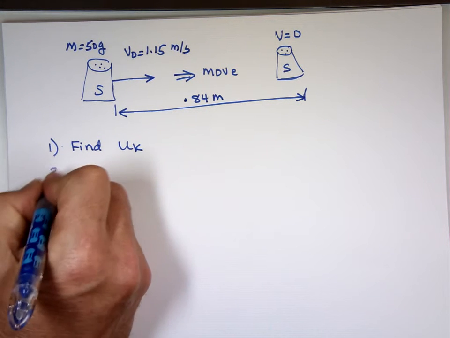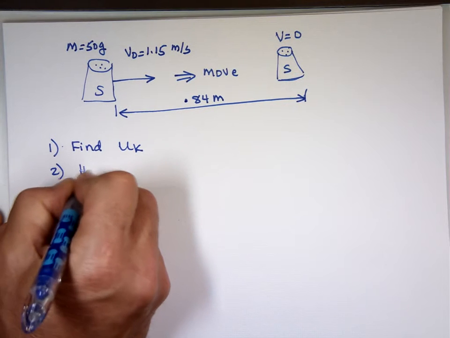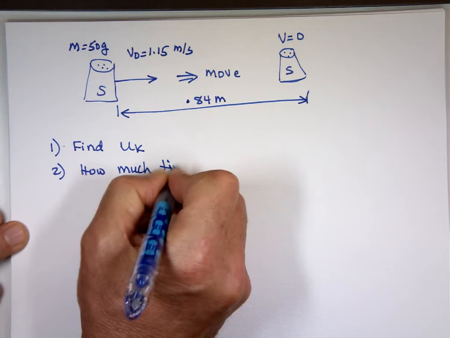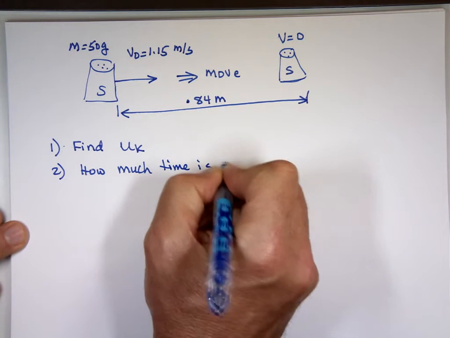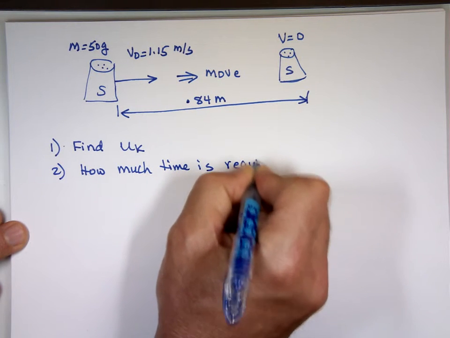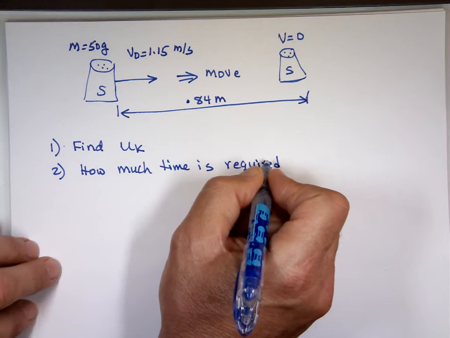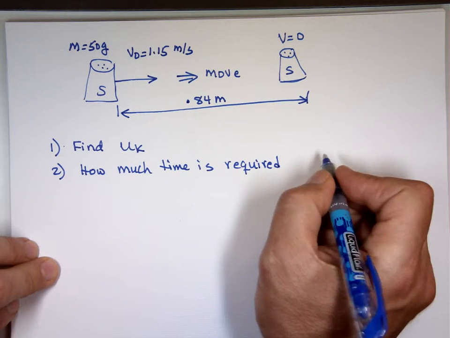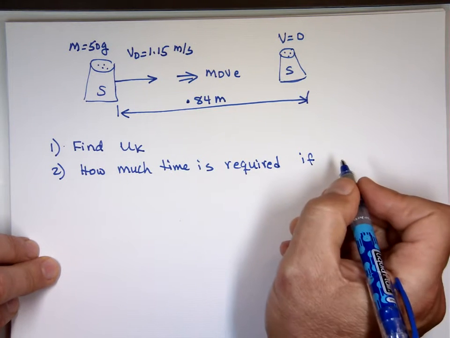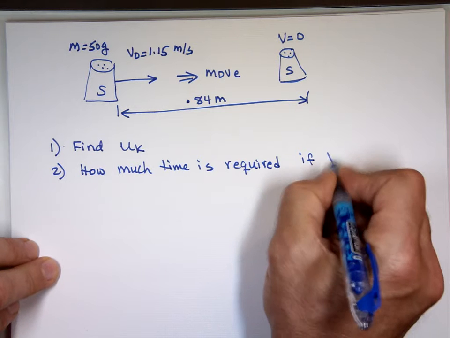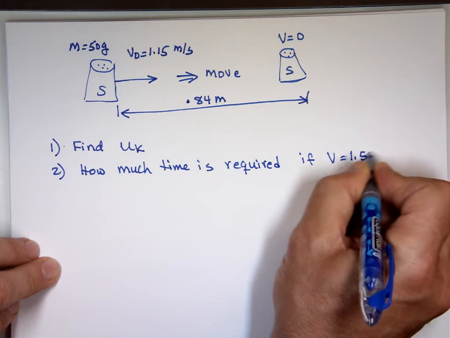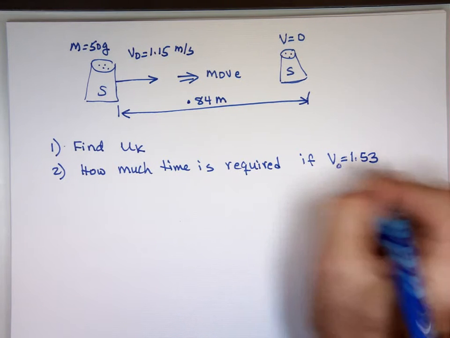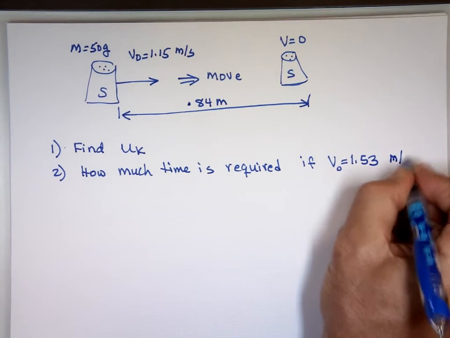And part 2, can you tell me how much time is required if the initial velocity is 1.53 meters per second?